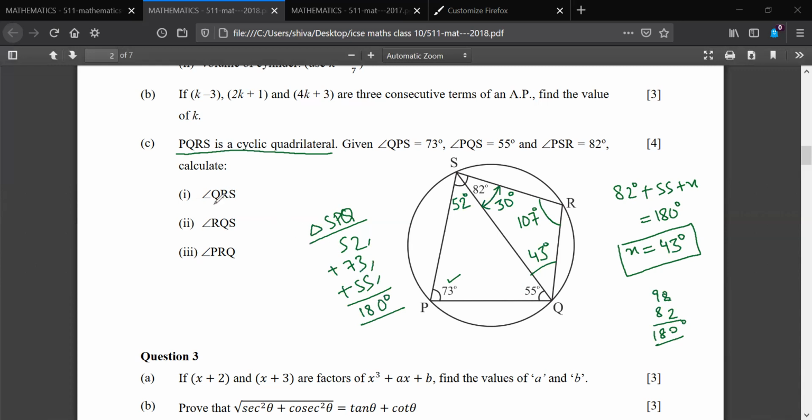Now QRS I have found to be 107 degree. RQS I have found to be 43 degree. PRQ. So for that I need to join this line. PRQ. I need to join this line. Now how can I find this angle, Mr. Rudra?